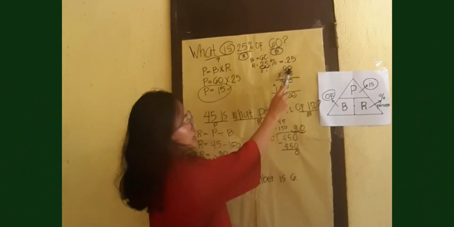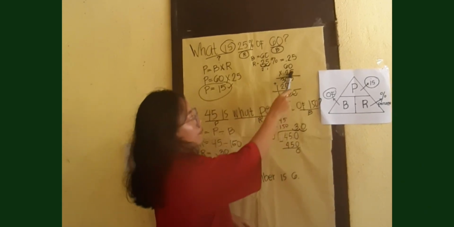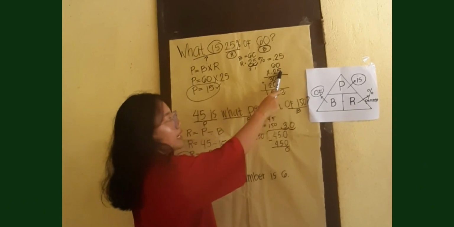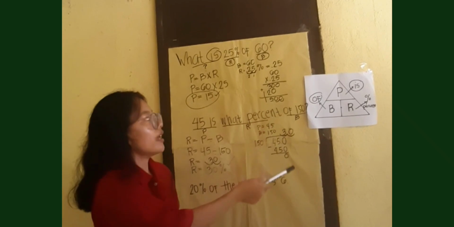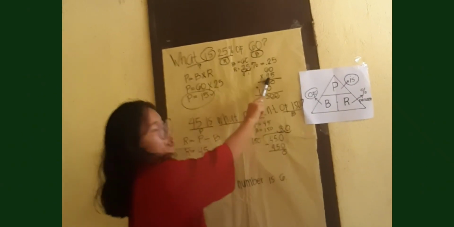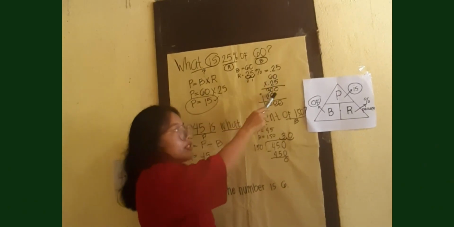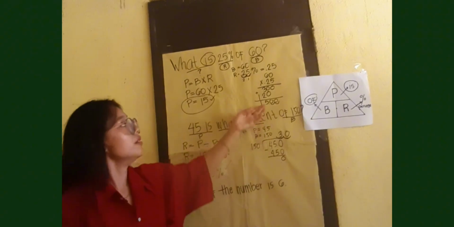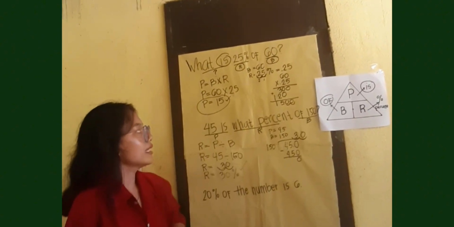Okay. So 60 times 25 hundredths. 5 times 0 is equals to 0. Then 5 times 6 is equals to 30. Okay. So let's try to solve this one. 2 times 0 is equals to 0. Then 2 times 6 is equals to 12. Very good. And now, let's add.